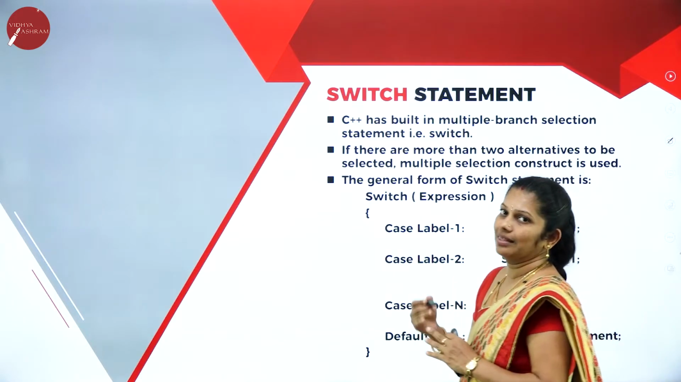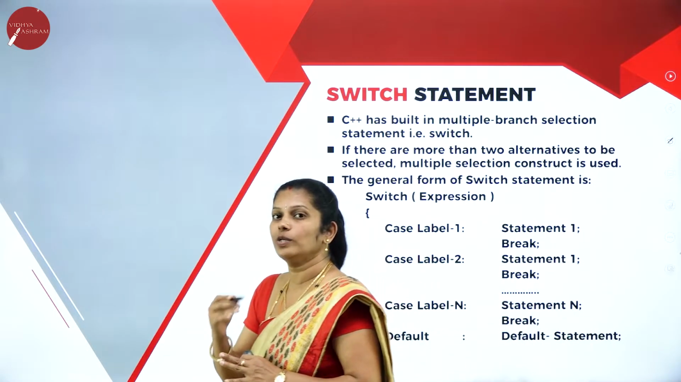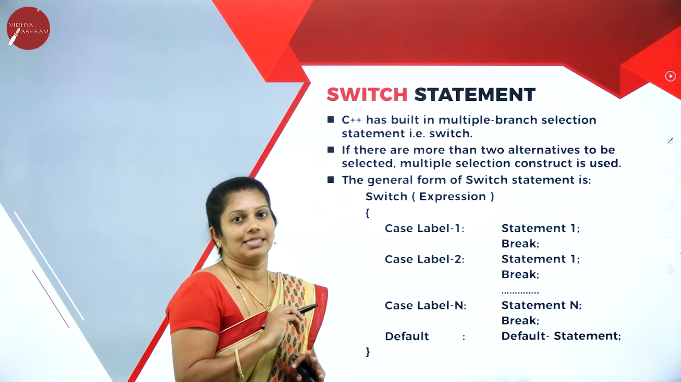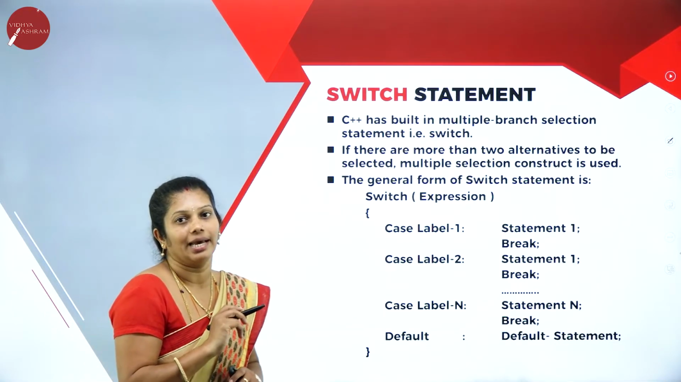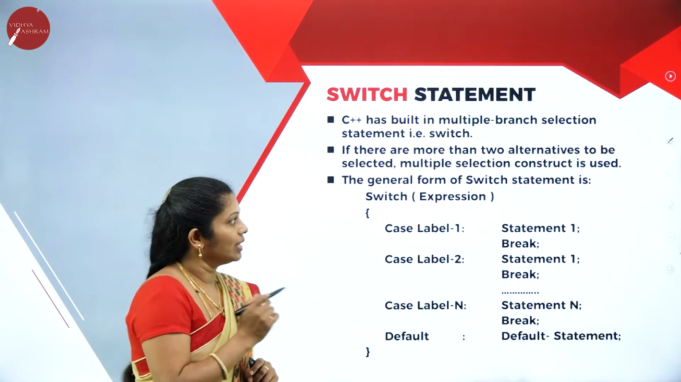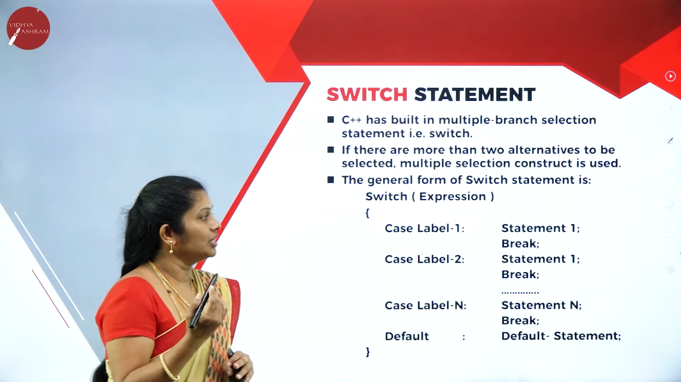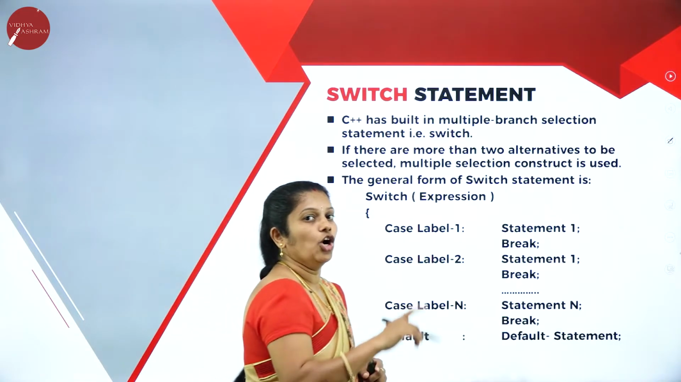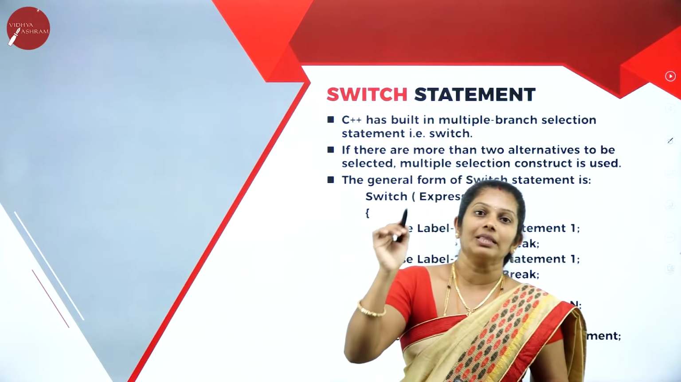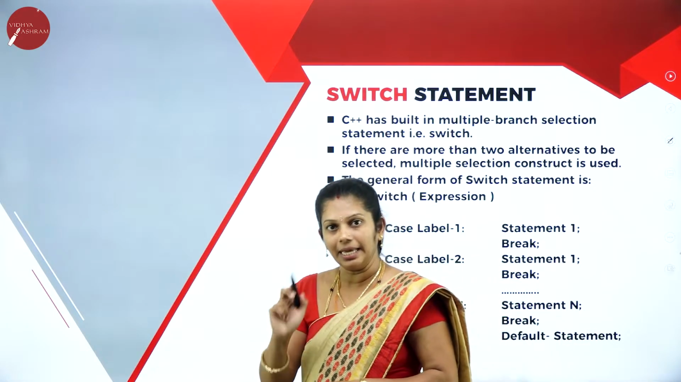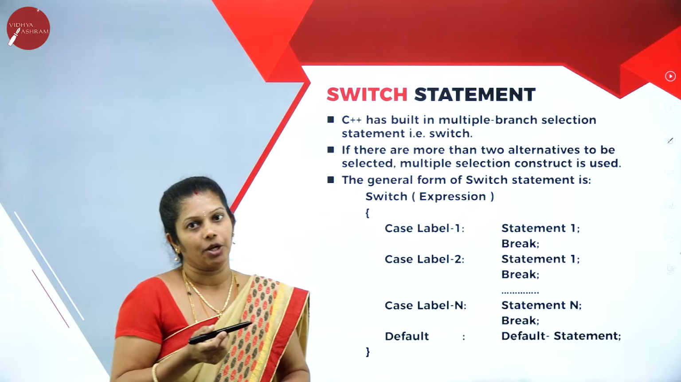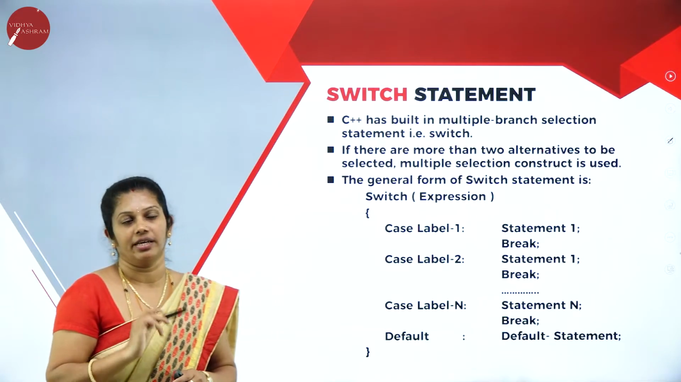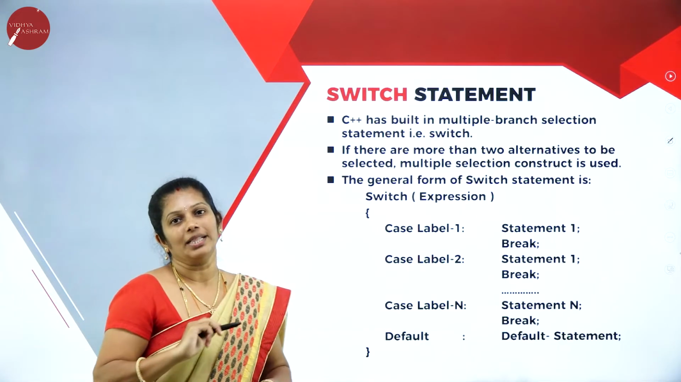The next one under selection statements is the switch statement. The switch statement is also called a multiple selection construct, whereas if else if can be called multiple way branching. In this switch statement, only one condition is there, and depending upon the label, the corresponding statement will execute. In if else if, multiple conditions are there, whereas in the switch statement only one condition is there.